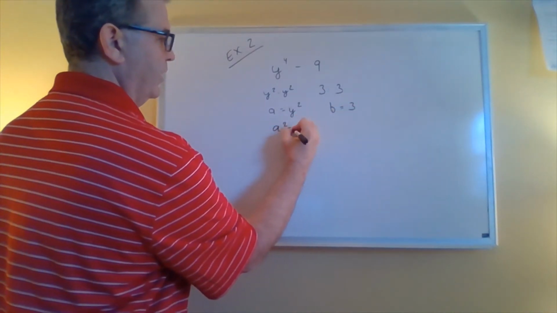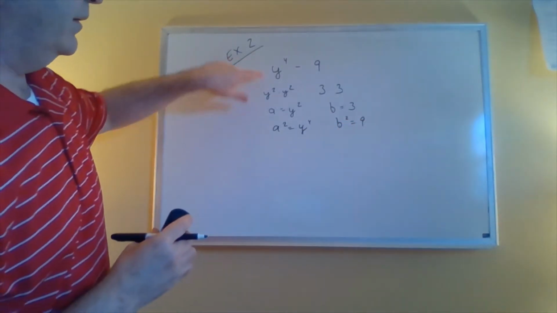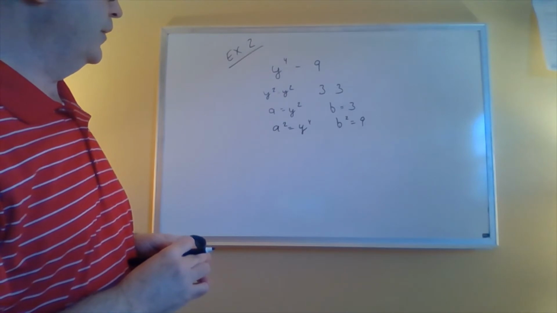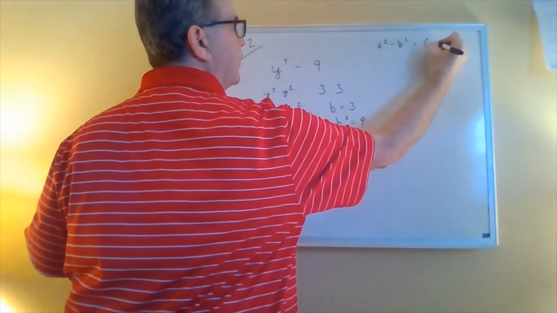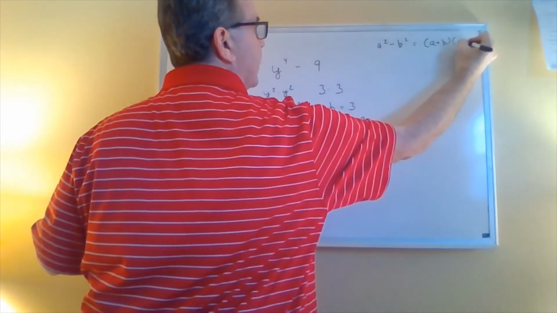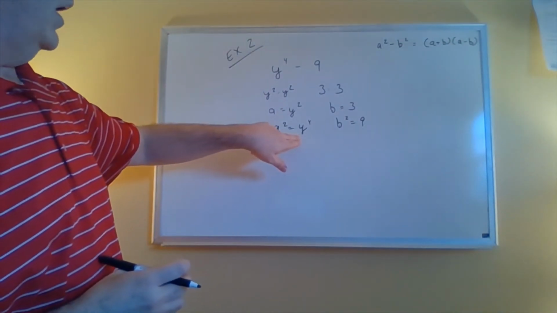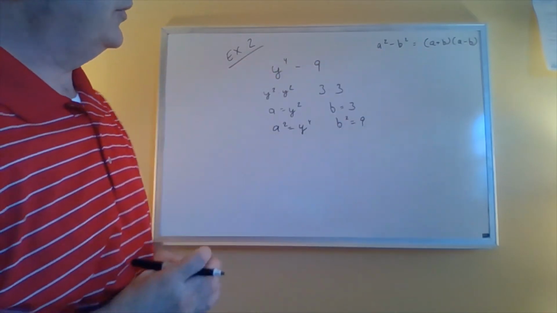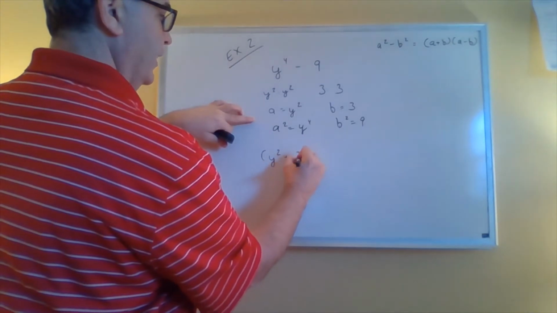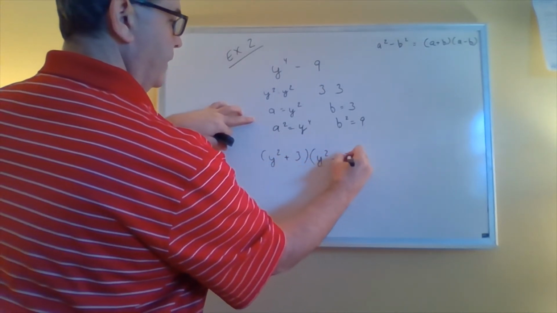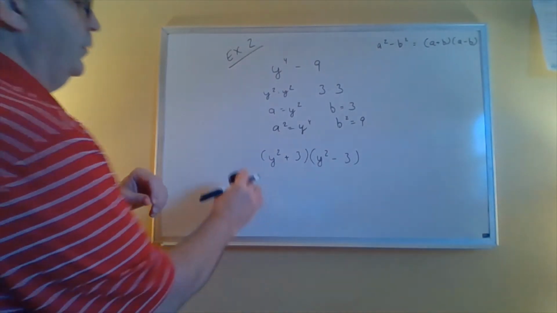Okay, because a squared would equal y to the 4th and b squared would equal 9, and that's what we want to be able to put into that formula we had earlier. Okay, so remembering our formula is a squared minus b squared equals a plus b, a minus b. So we have our a squared minus b squared, y to the 4th minus 9. Now we just need to put our a's and b's into our formula up there. So that's y squared plus 3, y squared minus 3. Okay. Let's do one more example here real quick.